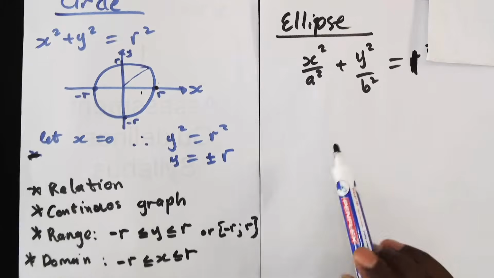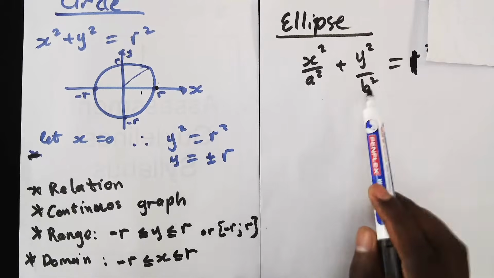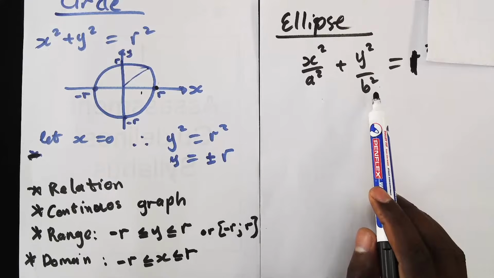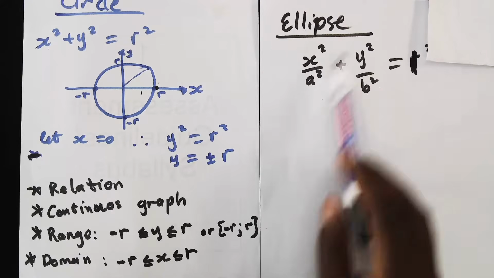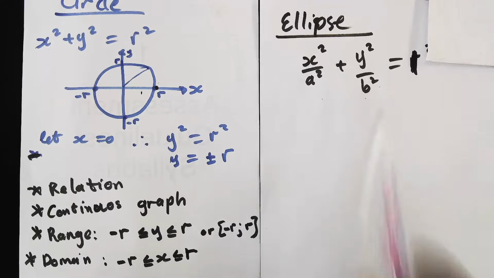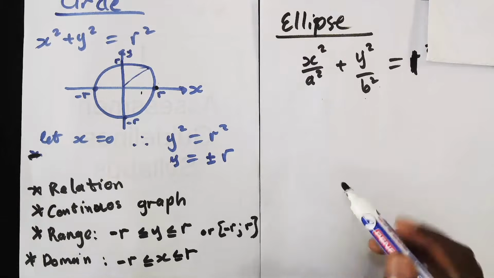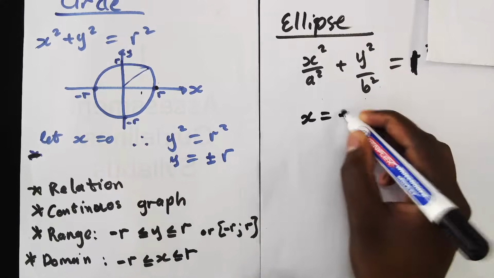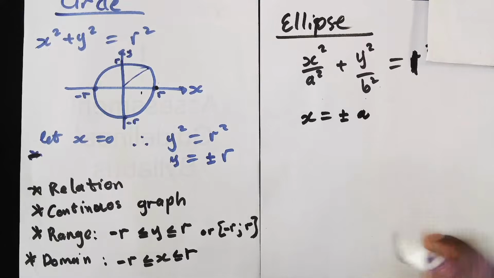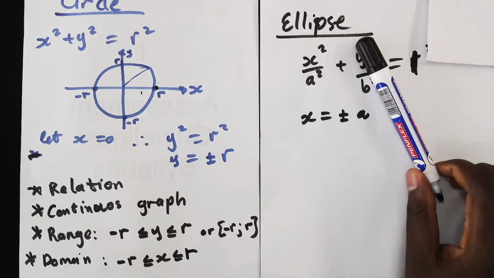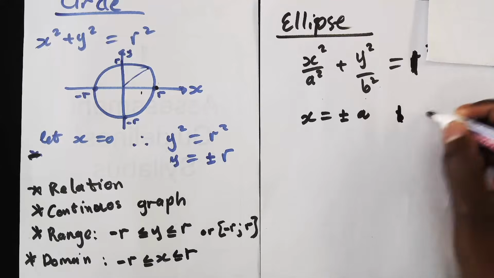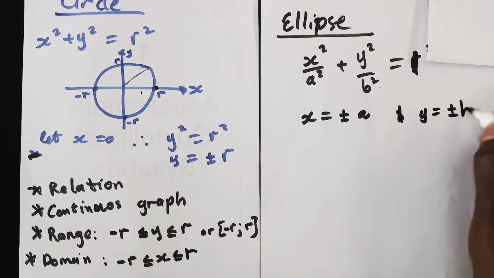What happens is that x is having a different coefficient to y squared. Here we have 1 over a squared. There we have 1 over b squared. So the coefficients are not in agreement, the coefficients differ. Now when we want to solve for x and y, x is going to be equals to plus or minus a when you let y equals to 0, and y will be equals to plus or minus b.